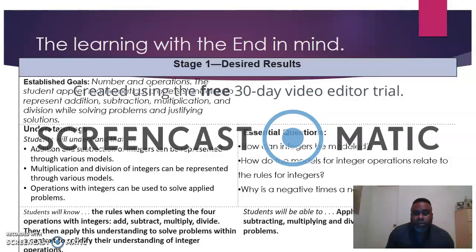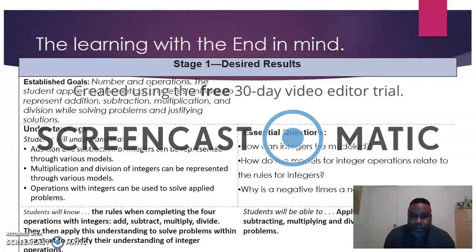So what I love to do, and I always tended to do when I was teaching, was go through the essential question as I unpack. So what are the questions that students can keep in mind? How can integers be modeled? How do the models of integer operations relate to the rules for integers? Why is a negative times a negative a positive?